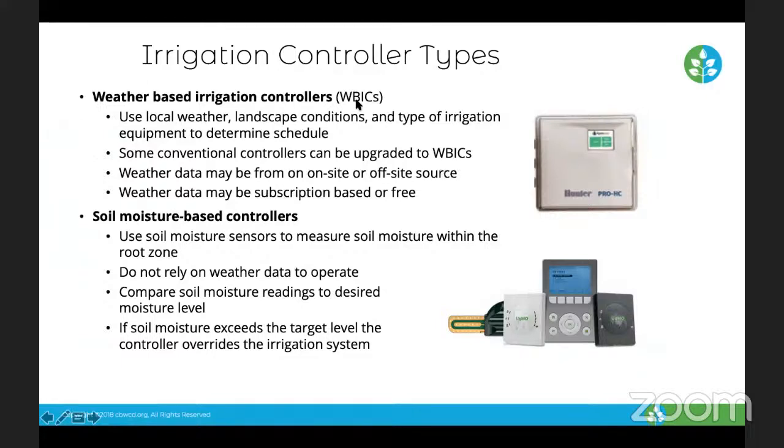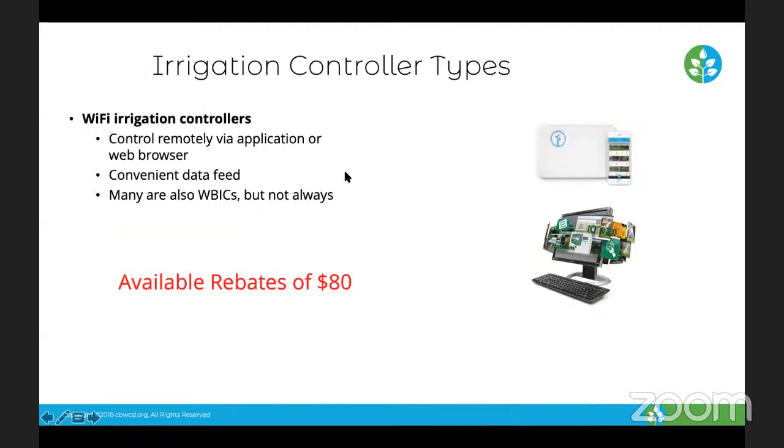Weather-based irrigation controllers, or what we call WBICs, adjust to local weather conditions, landscape conditions, and irrigation types, and use that information to come up with the irrigation schedule. The most common now, especially for residential over these last couple of years, is Wi-Fi enabled, which works great. We have seven Wi-Fi controllers at our site here.